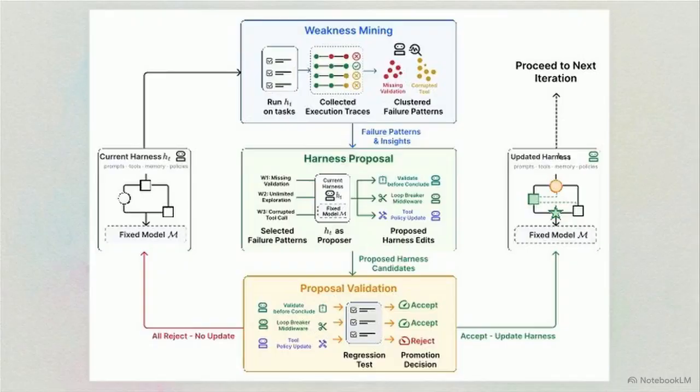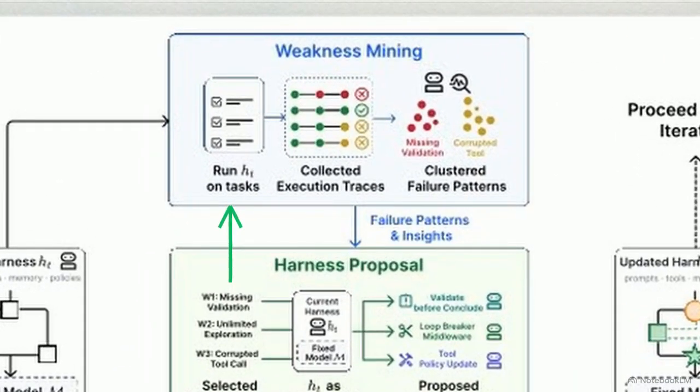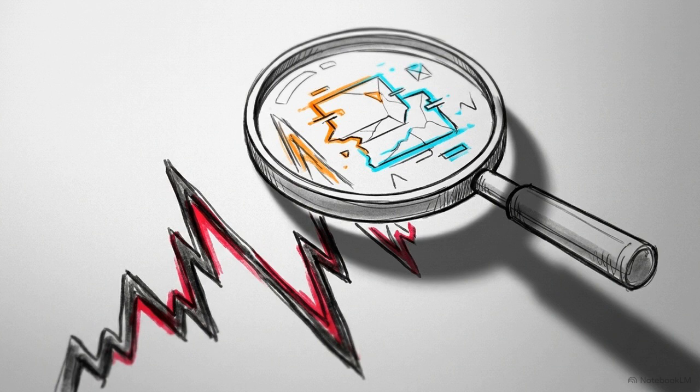The self-harness architecture relies on a three-stage optimization loop, starting with weakness mining. First, the fixed base model is run against a specific, held-in set of training tasks to generate a batch of execution traces. This produces a raw, chaotic dataset of successful task trajectories scattered alongside the failures. If the system treated every failed task as an isolated anecdote, it would chase phantom bugs. It needs to find recurring patterns through trace clustering.